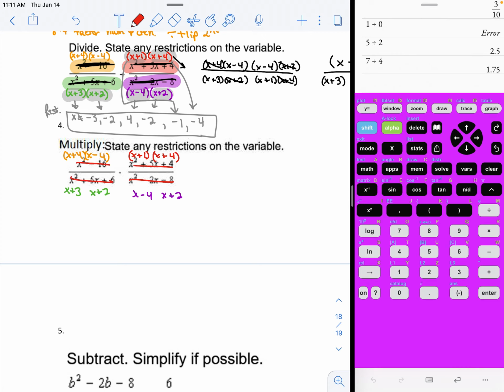But I don't have to flip it because it's not division. So the red stays where it is and the purple stays where it is. So you just cancel as is. So what matches top and bottom? Not much. X minus 4 cancels with x minus 4. And that's it. So the difference is you don't flip, you just cancel right away.